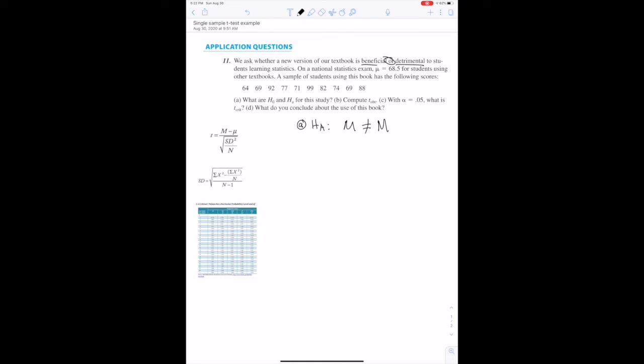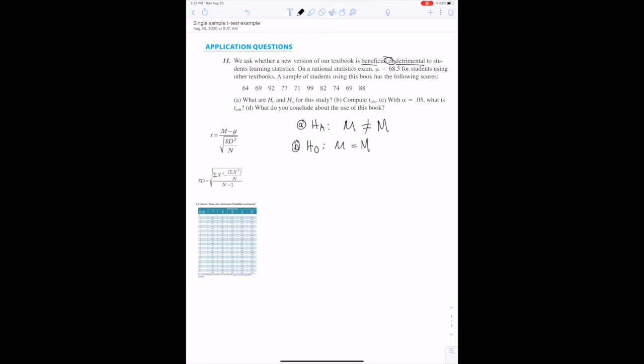The sample, having used a different textbook, is either better or worse, but what we're predicting is it's not the same. The null hypothesis, of course, is the opposite of that: the textbook had no effect, that it didn't matter. And if it didn't matter, then our population mean should be equal to our sample mean.